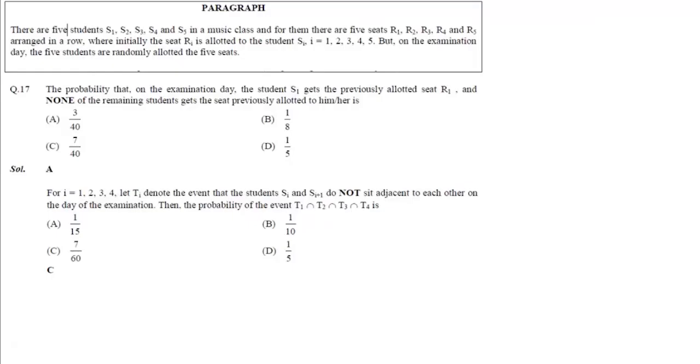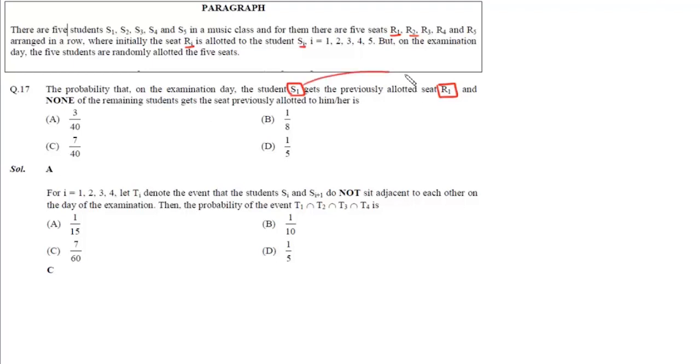Now here the question is, there are 5 students S1, S2, S3, S4 and S5 in a music class. For them there are 5 seats R1, R2, R3, R4 and R5 arranged in a row. Initially the seat Ri is allotted to the student Si, but on the examination day the 5 students are randomly allotted the 5 seats. Now find the probability that on the examination day student S1 gets the previously allotted seat R1 and none of the remaining students gets the seat previously allotted to him or her.